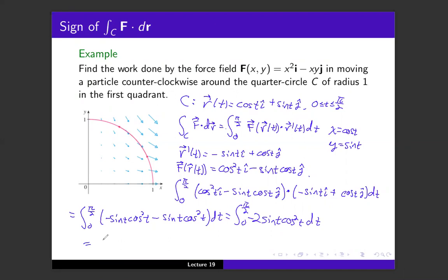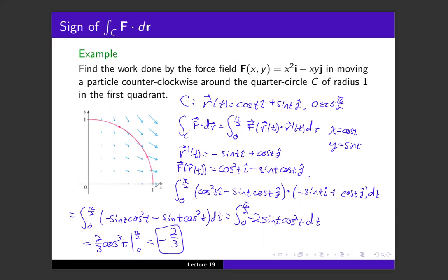So this, in other words, is going to become 2/3 cosine cubed t, evaluated from 0 to pi over 2, which in this case is negative 2/3.